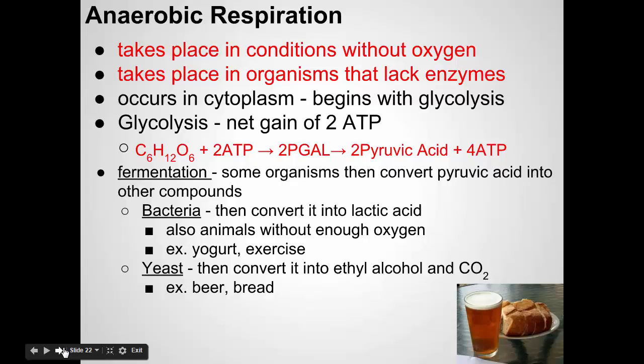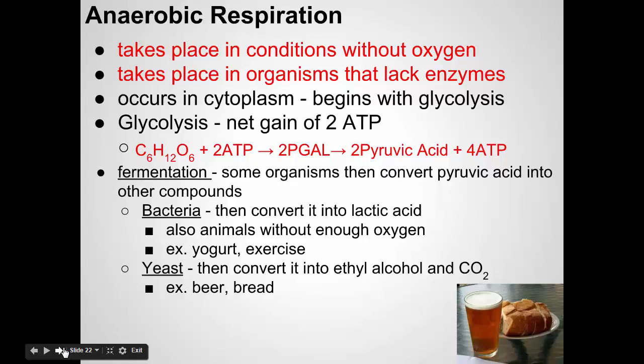And then that glucose molecule is oxidized. It's broken down, and some of the energy is harvested. It's broken down into 2-PGAL, which we recognize from photosynthesis. It's further broken down into 2 molecules of what we call pyruvic acid. And the end result is the production of 4 ATP molecules.